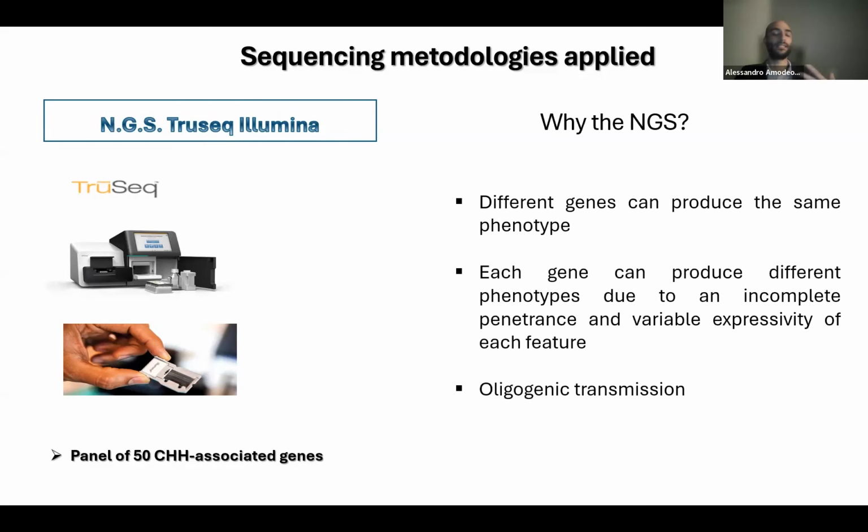But why is the NGS so useful? Because different genes can produce the same phenotype. Each gene can produce different phenotypes due to an incomplete penetrance and variable expressivity of each feature, and because oligogenic transmission is possible.